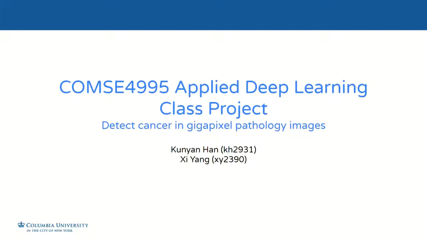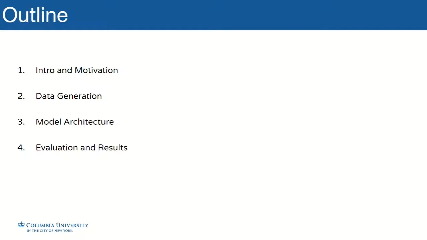Hi, so this is the Applied Deep Learning course class project presentation. My name is Xu Yang and my project partner is Kunyan Han. We have the outline divided into these four parts: introduction and motivation, data generation, model architecture, and finally the evaluation and results.